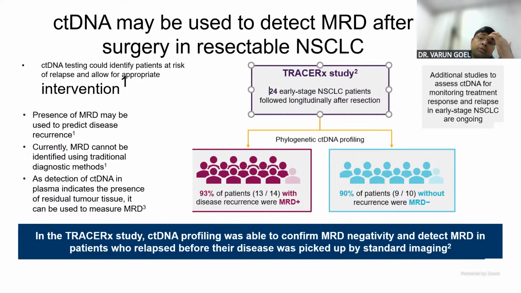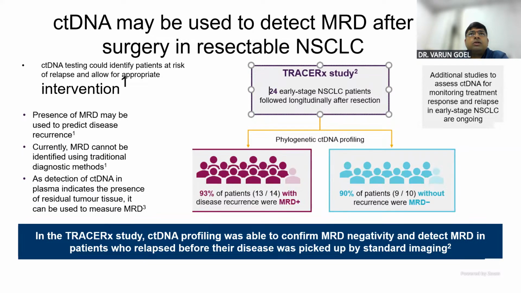The study name is TRACERx study, in which 24 early stage NSCLC patients were followed longitudinally after resection, and then phylogenetic ctDNA profiling was done. 93% of patients with disease recurrence were MRD positive, and 90% of patients without recurrence were MRD negative. So it correlates very well with the ctDNA finding.